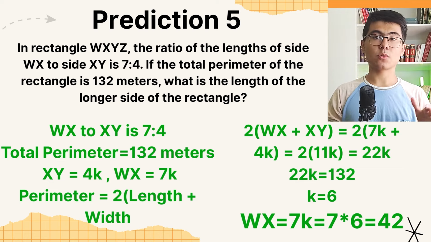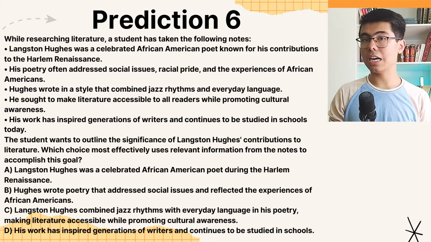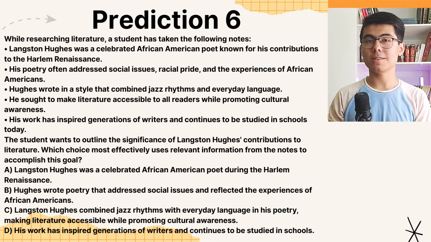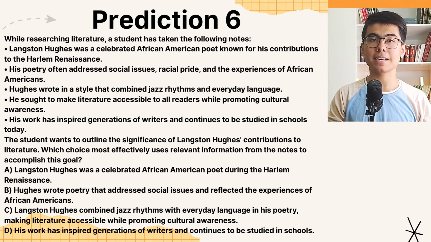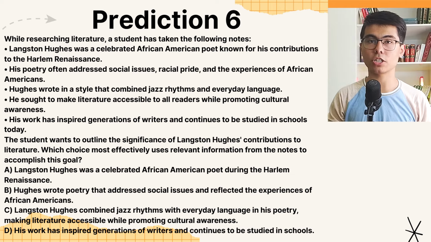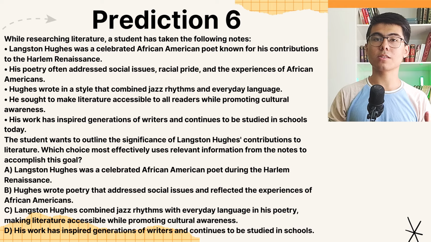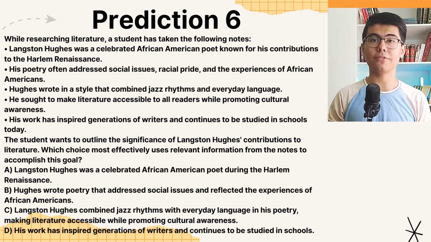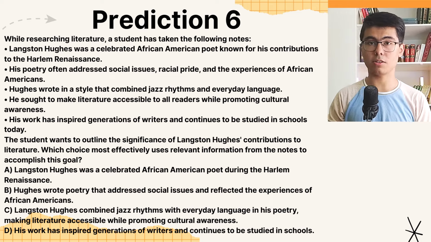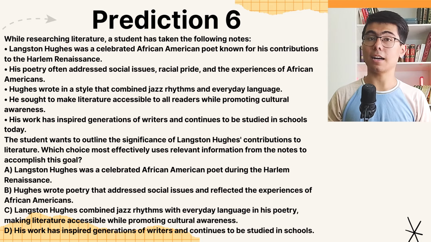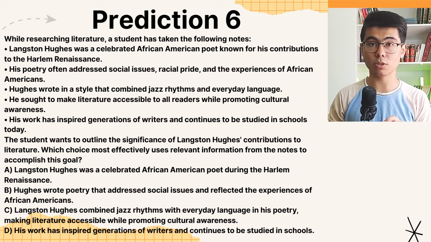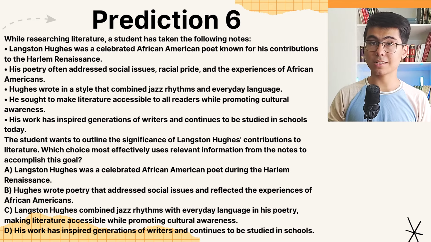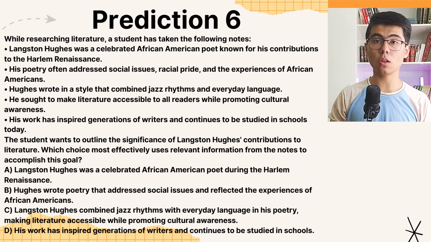So here they're asking us to outline the significance of his contribution to literature. So let's start by reading the first sentence, seeing exactly what the question is asking. So the student wants to outline the significance of his contributions to literature. So the key here is the significance, which is underlined in our minds right now. So if we read the answer choices, we ask ourselves, does this accomplish the goal?